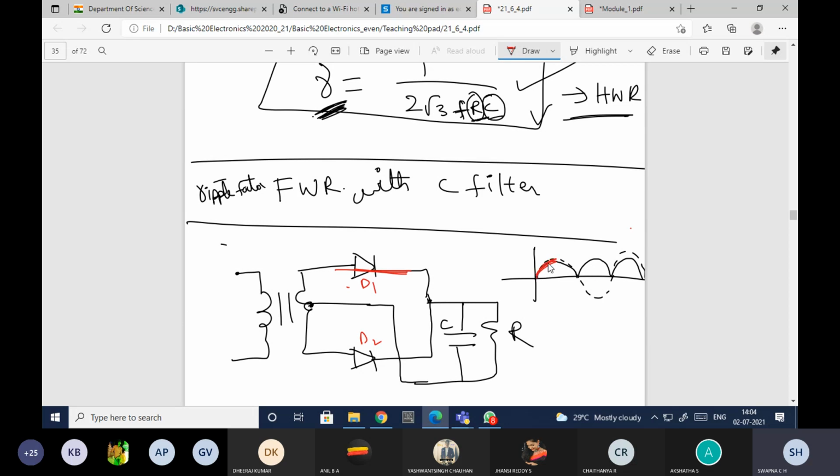When the positive half cycle is there, the diode D2 will be off, like a closed circuit. Because of this closed circuit, the capacitor is charging. It will charge to the peak value, so VC will become VM, and here it is VN. VC will become VM, in the sense that it will charge to the peak value.